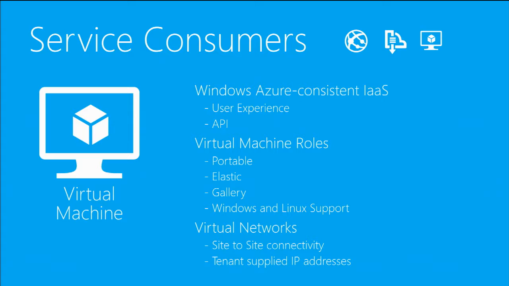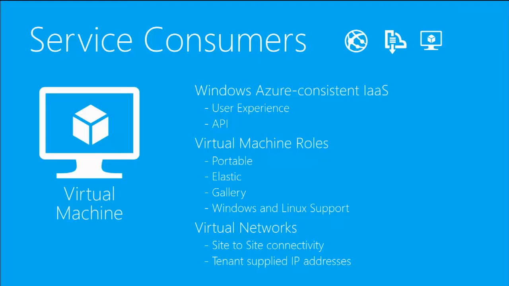So we wanted to make sure we had a consistent IaaS experience from Microsoft to all the customers of IaaS that make that available. So that's a user experience and an API, because with IaaS, it's also important to have a consistent automation model where you can automate and provision VMs, whether you're doing them in Azure or on-premise.